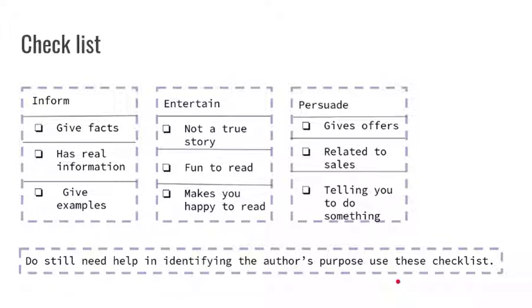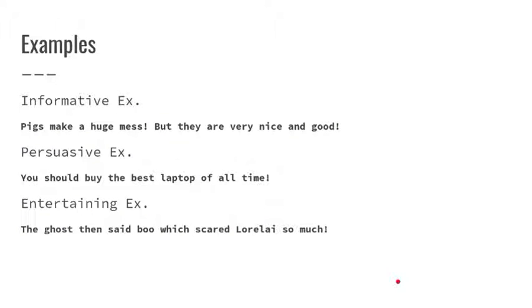Use these checklists. So some examples for the pie: for informative, an example is, pigs make a huge mess, but they're very nice and good. Basically, informative, as I said before, is usually non-fiction. Persuasive is, you should buy the best laptop of all time. Click here now. So persuasive is usually sales, as stated before. And then lastly, entertaining text. The ghost said boo, which scared Lorelai so much. So entertaining text should usually entertain, as said in the word.